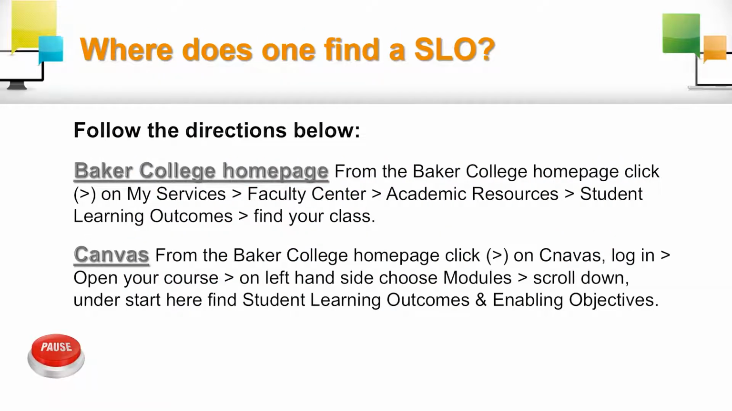Your program director may have provided you with a list of student learning outcomes. They are available on our website under Faculty Resources, or you can find them in Canvas under Modules. Start here. The directions on how to access your SLOs are listed here. Pause as you find a copy of your SLOs and resume the session.